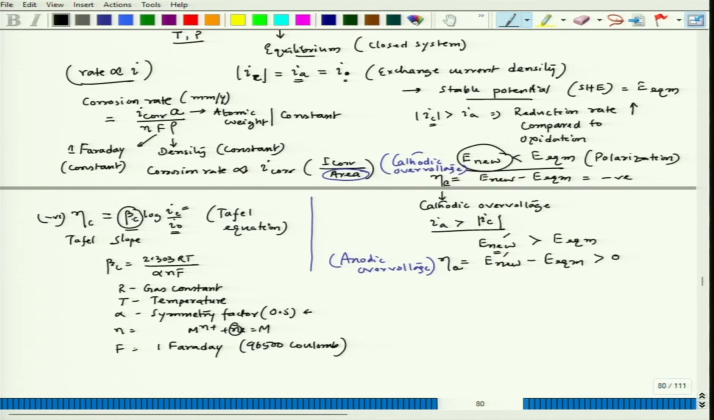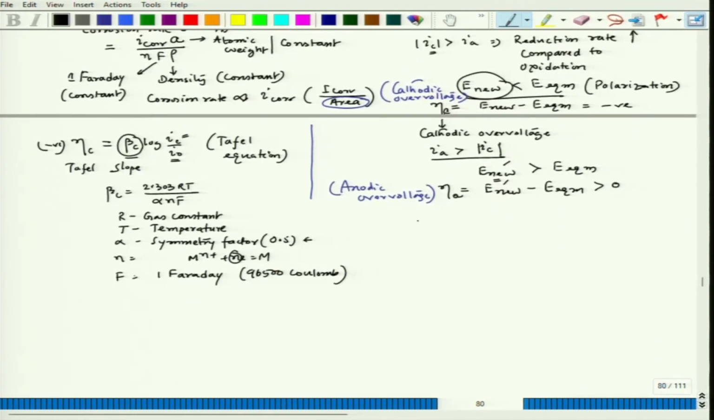Now, if we try to plot this, let us plot this. I can plot over voltage with log I, and this I is current density. Now, since this is in the log scale, I will get to see a straight line, and somewhere we have I 0 on this line. So, this particular very equation is plotted here. Similarly, the cathodic over voltage, anodic over voltage can be also plotted.